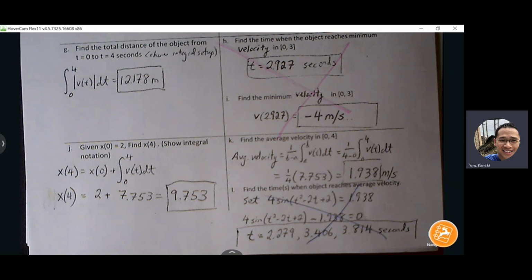Okay, if you're having trouble with any parts that we went over, I want to come around and help you. H, I, and L will not be on the test, so we don't have to do those. Just the ones I went over for you.